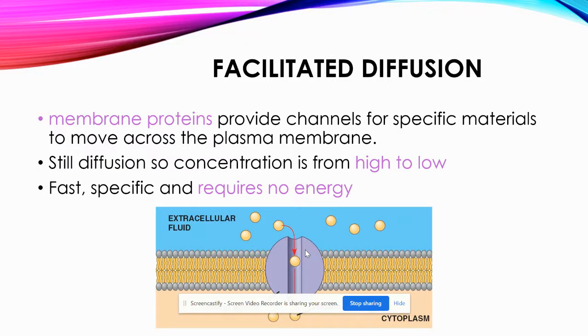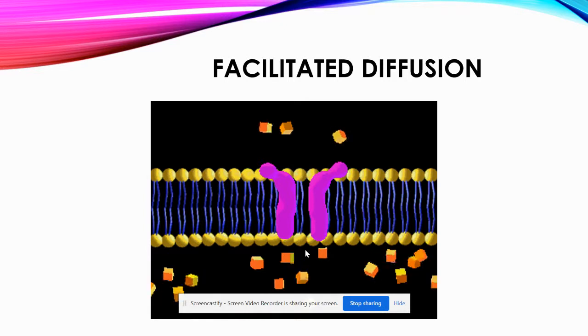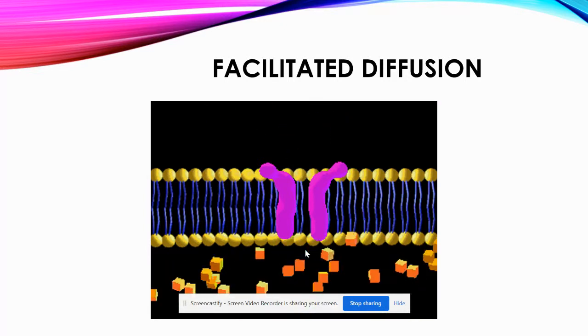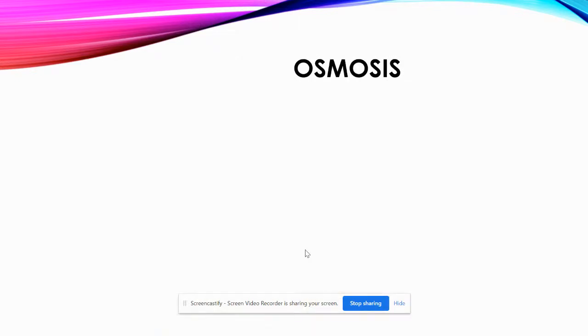Because it is diffusion, we are still going from high concentration to low concentration, and we're not using any energy. So here's a picture of facilitated diffusion. The purple thing is the protein channel, and we're going from high concentration to low concentration.